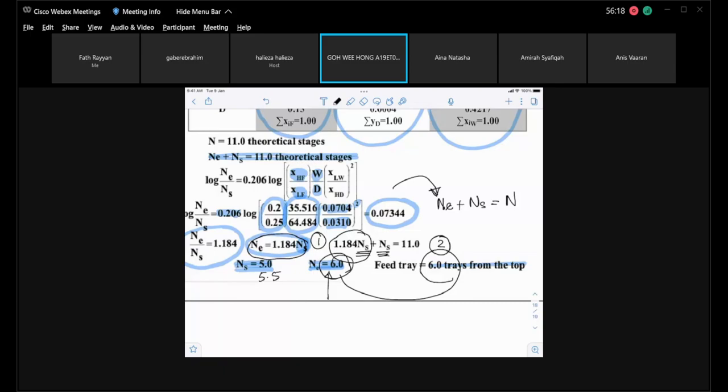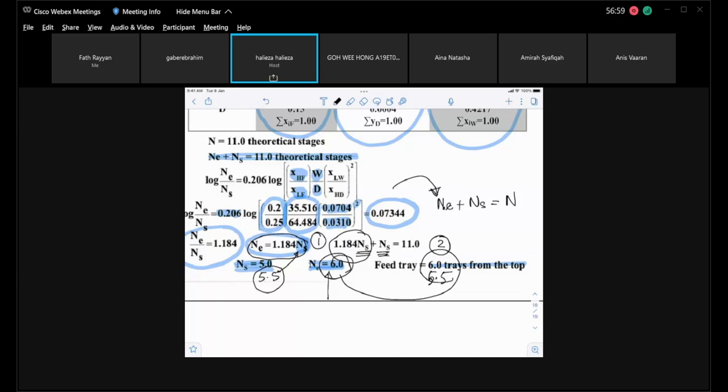Okay, when you do the calculation in the two equations, you stick with 5.5 first, you substitute it there, and then you calculate your NE. And if your NE happens to be a decimal point, for example 5.4 or 5.5 or so, write it. Feed is equal to tray 5.5 from the top. Just write 5.5 because this is theoretical. It's not actual yet. It's theoretical. So write down 5.5 then.